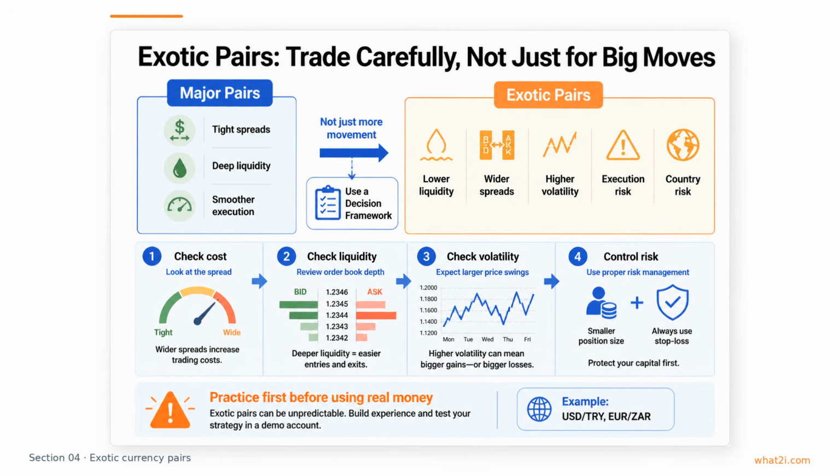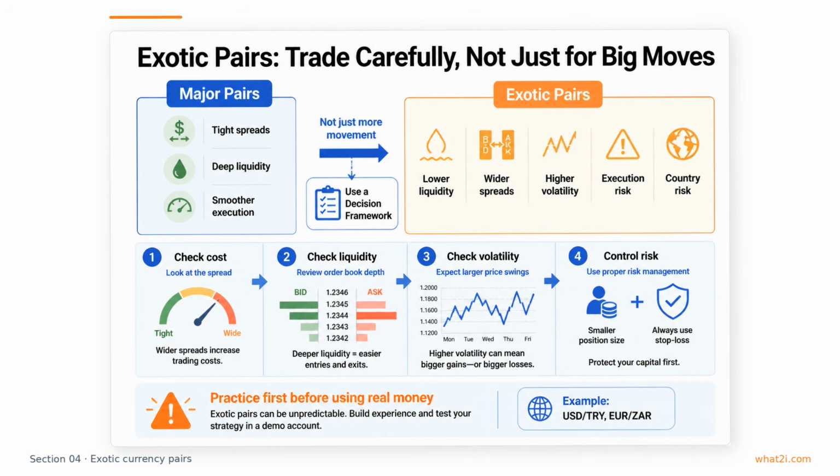The key takeaway is that exotic pairs can offer large moves, but they trade under very different conditions from major pairs. Lower liquidity is the core difference, and it tends to bring wider spreads, higher volatility, and more execution risk. That means success depends less on chasing movement and more on understanding cost, market depth, and local risk. Traders who approach exotics casually often underestimate how different the environment really is. A much better approach is to practice first, use stricter risk control, and treat execution as part of the analysis. Big movement may be attractive, but control matters more.